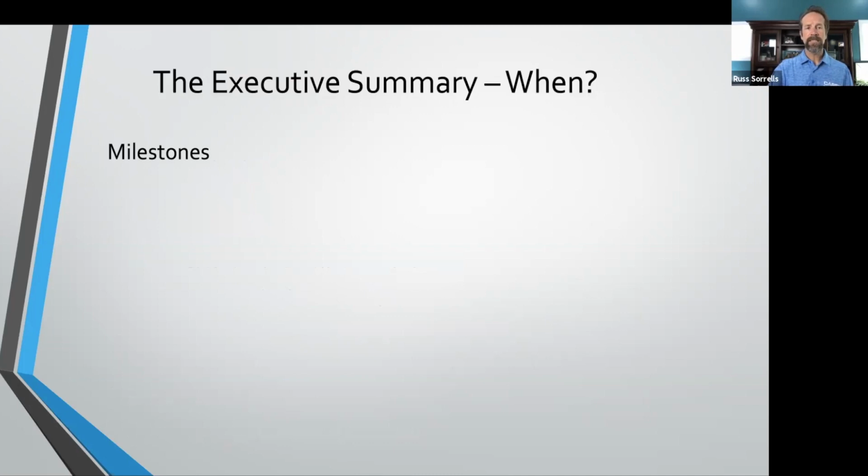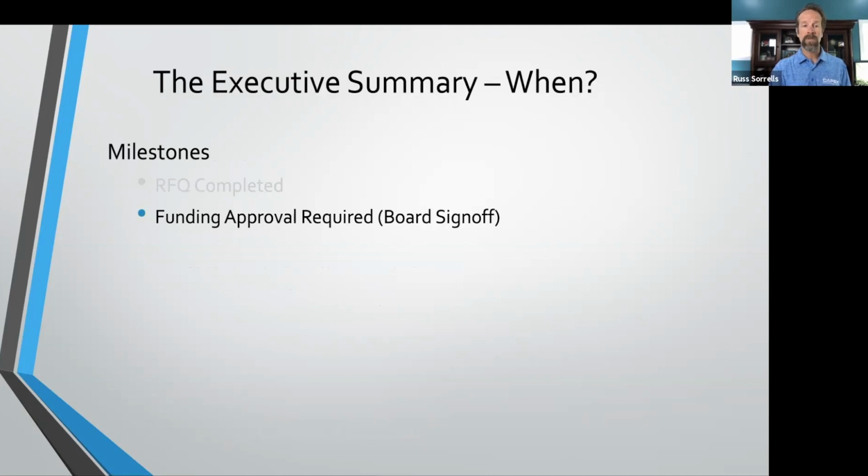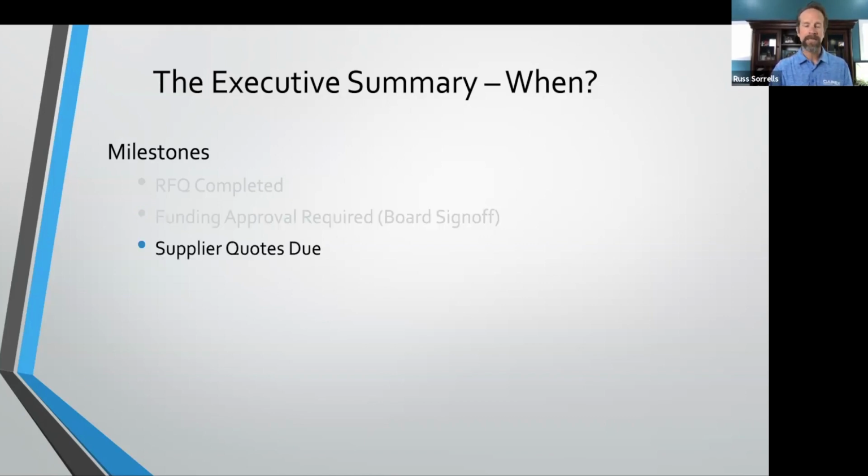Okay, next is the when. So when is this going to happen? You want to make sure to note the appropriate milestones for the project. So when is the RFQ going to be completed that you're going to share with your suppliers and vendors? Funding approval. When does this funding need to be approved? Really important. If you're going to do an executive summary, tell them when you're going to need the information, when you need their approval. And again, it's not that you can hold them accountable, but there is a level of accountability when you've clearly articulated, hey, I need this information by. Really important that you do that, again, so you don't get thrown under the bus.